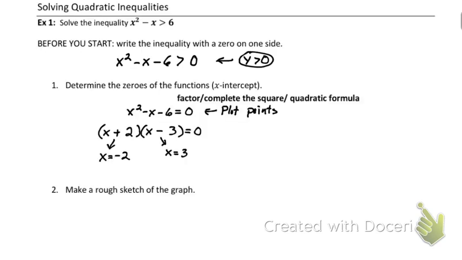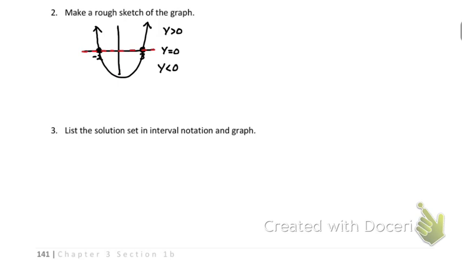Then we go back to what we're trying to solve. We're trying to solve x squared minus x minus 6. Copy that, paste it down here. We're trying to figure out when that is bigger than 0. But like I said, that is output is greater than 0. So I'm looking for when y is greater than 0.